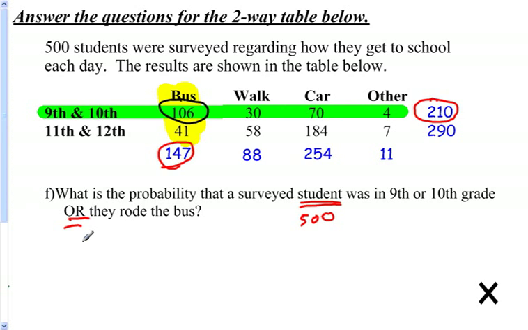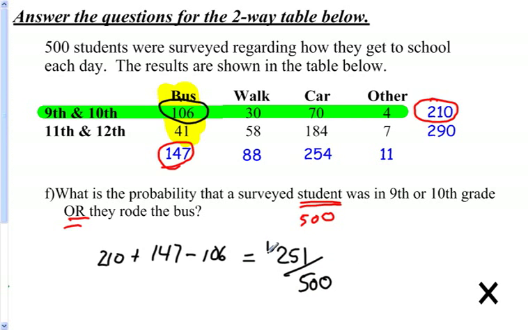We have a problem. Okay, this is a scenario where I have 210 people. I'm going to add 147, but I double added, so I need to take away the 106 because I can't count them twice. So I got to do 210 plus 147, and then I need to take away the 106 because they were counted twice, and that is a total of 251 people. Okay, so really there's 251 people out of 500 that fall under this category. That's the probability that if I pick a random student, I get a 9th or 10th grader or someone who rode the bus.